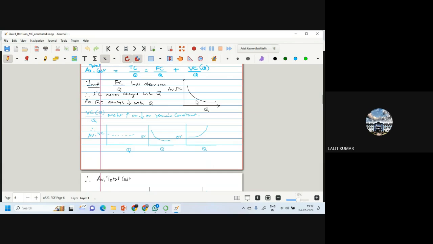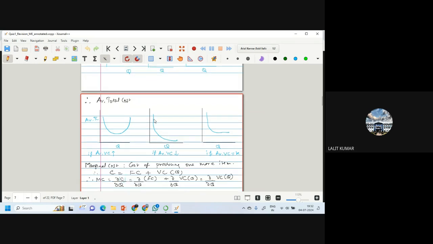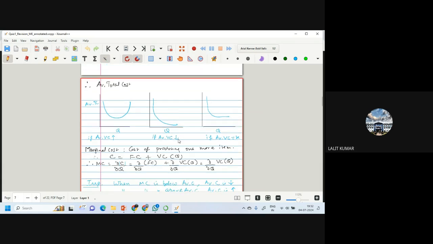So when I combine these graphs with the total average cost, the average total cost might look like this. In the first, it is decreasing at first, and as the variable cost increases, it starts increasing. The second is when the average variable cost decreases, then it will decrease abruptly. In the third, it will decrease, and after that, it will remain constant. So these are the three scenarios.